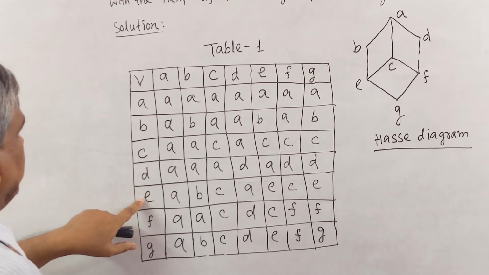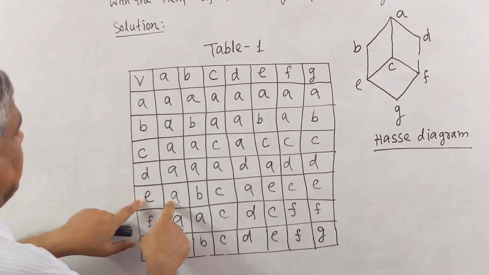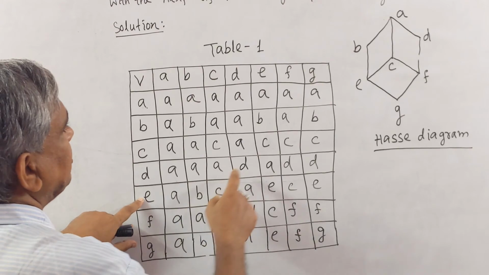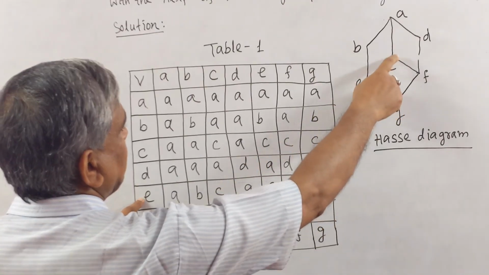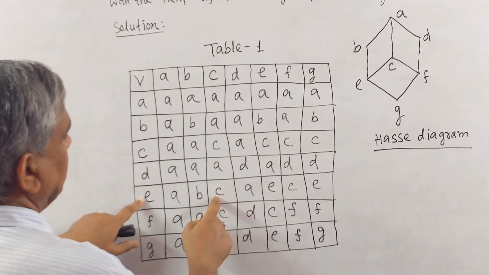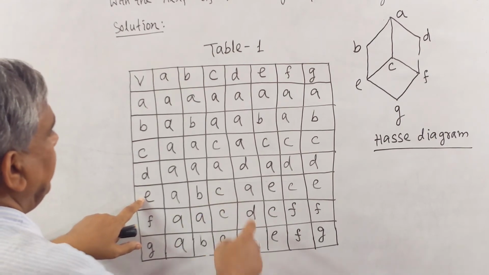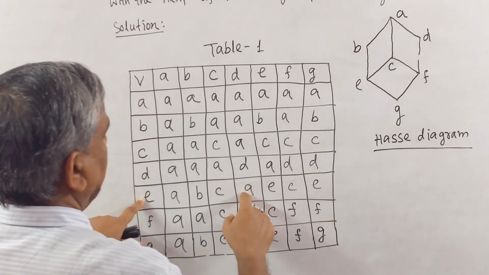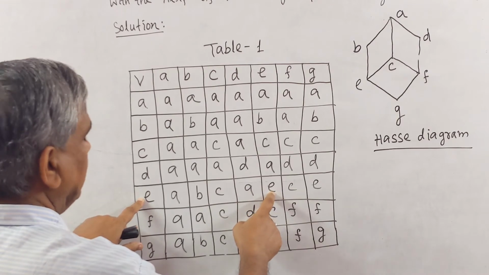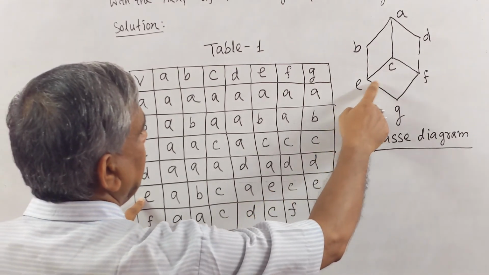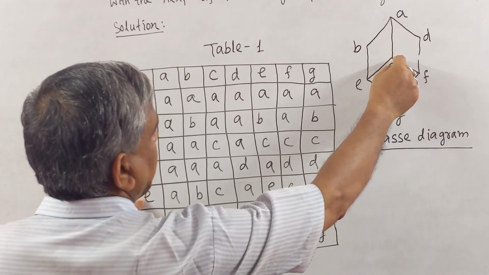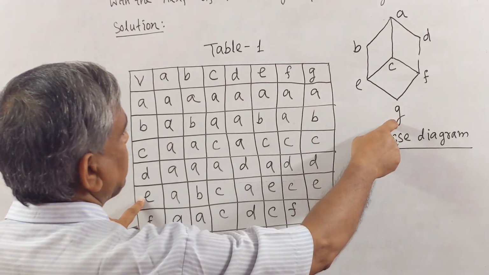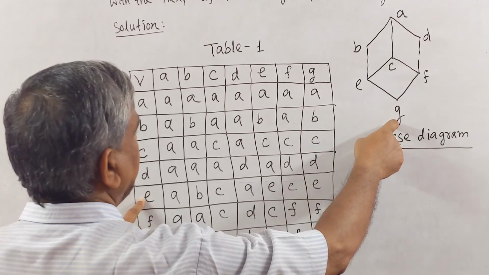Now here we take E and A will be A. E and B: B on the upper position. So here will be B. E and C will be C. C on the upper position. E and D will be A. E and E is E. E and F: the immediate upper position is C. So here will be C. E and G: G in the lowest level. So it will be E.